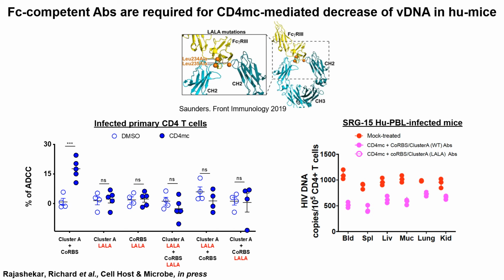In vivo, treatment of infected humanized mice with the combination of CD4 mimetic and wild-type antibody again significantly reduced the size of the reservoir in multiple tissue, and introduction of the LALA mutation significantly reduced this activity, confirming the role of Fc effector function in the reduction of HIV-1 reservoir mediated by CD4 mimetic compound.